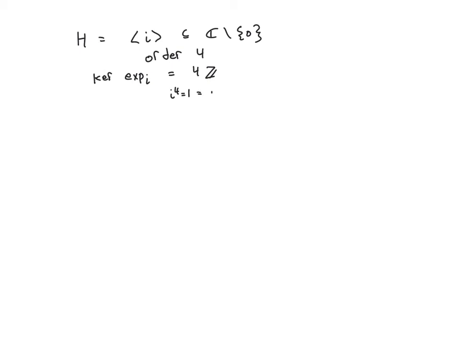So, for example, if I let H be the cyclic subgroup generated by I, the non-zero complex numbers under multiplication, it has order 4. So then the kernel of this exponentiation map base I is 4Z, corresponding exactly to the fact that I to the 4th is the identity, as is I to the 8th, as is I to the 12th, as is I to the negative 4th, and so on.